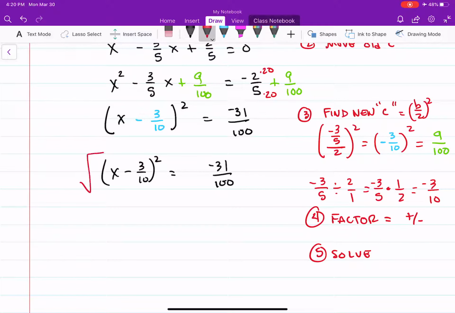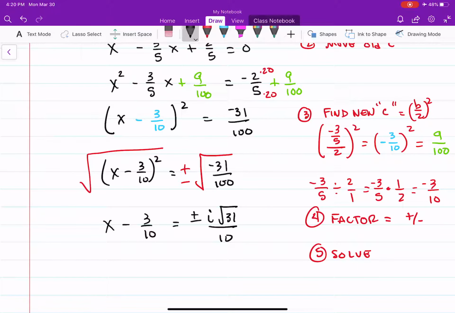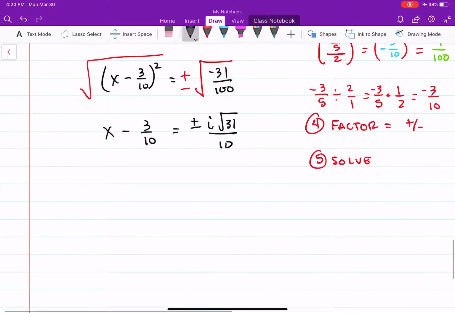So I got to take the square root of both sides, but I can't forget the plus and minus. On the left side I have x minus 3 over 10, and that's equal to plus or minus i square root of 31 over 10. So now I got to add the 3/10 over, so I get x is equal to 3 over 10 plus or minus i square root of 31 over 10.